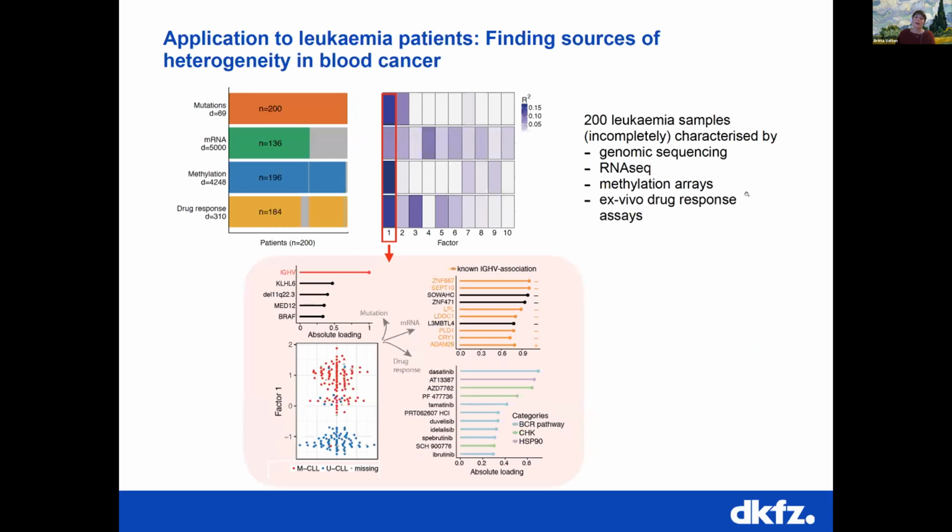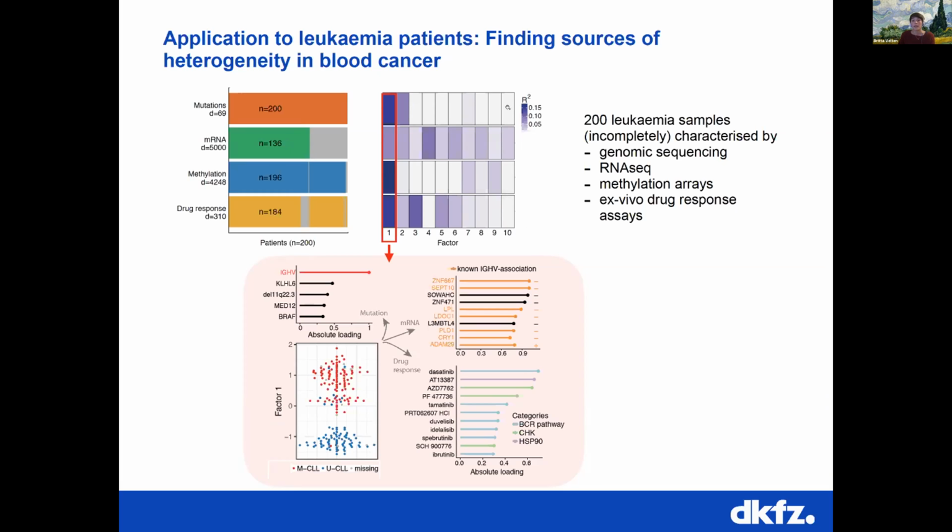And we've applied this method to a data set from chronic lymphocytic leukemia patients, where we try to better understand the sources of heterogeneity in blood cancer. So we had a set of 200 leukemia samples, which were characterized by 4 molecular assays, namely genomic sequencing, RNA sequencing, methylation arrays, and ex vivo drug response assays.